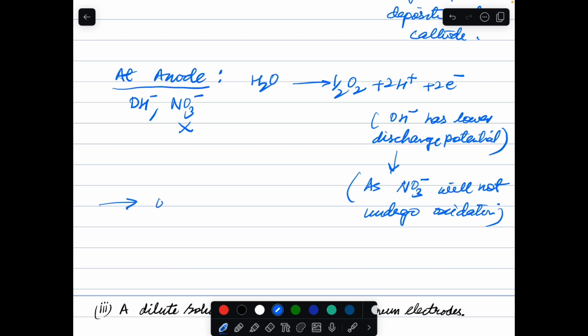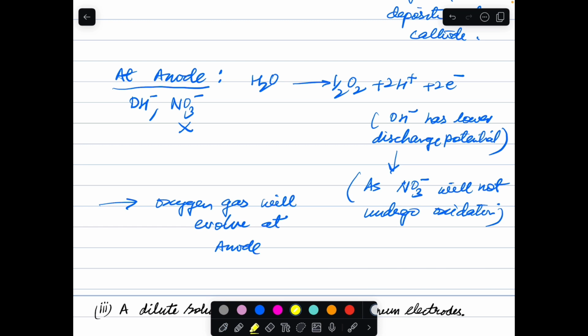And therefore, what we have, your oxygen gas will evolve at anode.